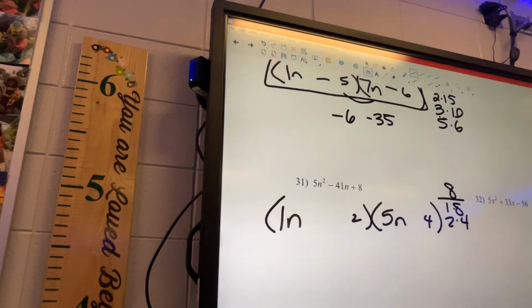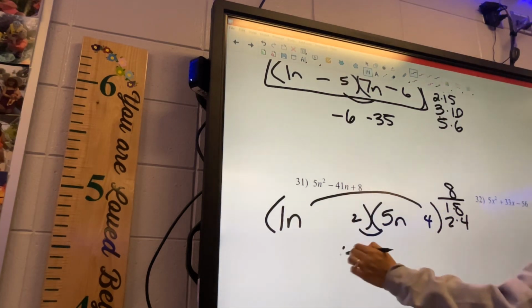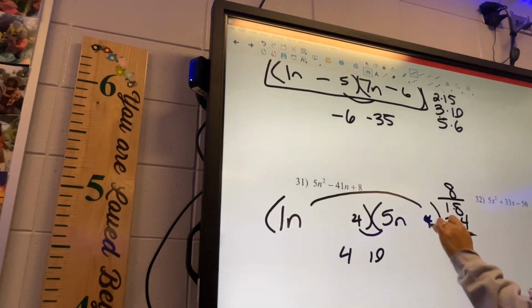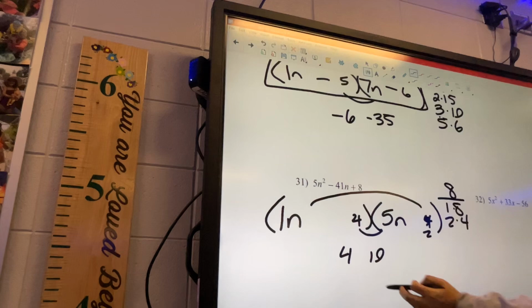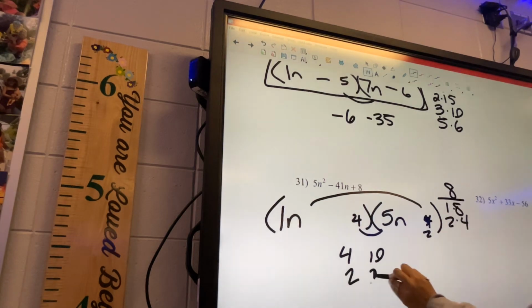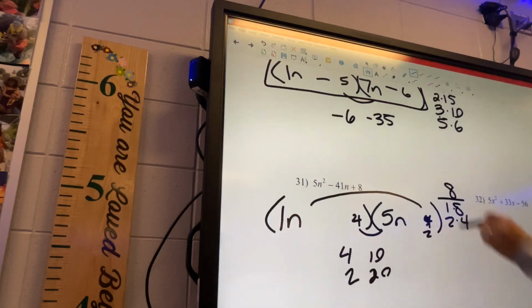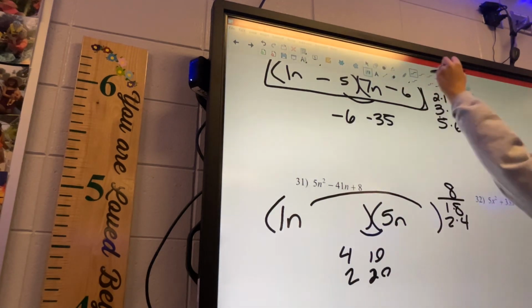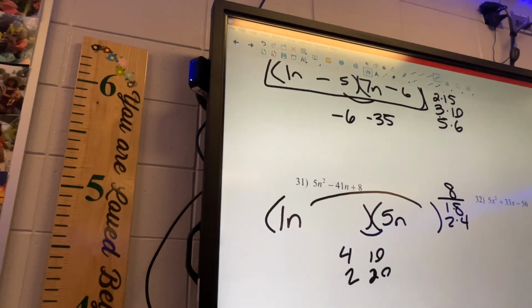Okay, so we check the outer and then the inner. So I'm going to get a 4 for the outer and a 10 for the inner. Is that going to work? No. So then we try 4, 2. Okay, the outer I'm going to get a 2. The inner I'm going to get a 20. Does that work? No. Okay, and at this point, really think: putting what where is going to give me a 40?